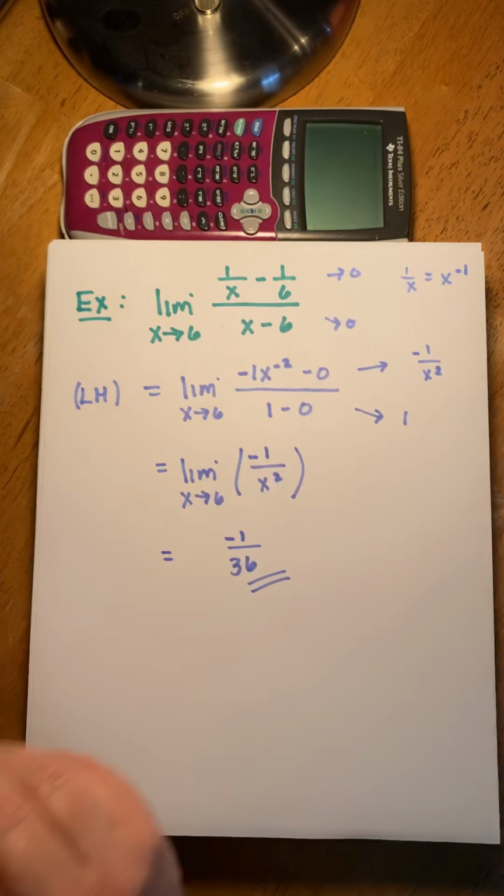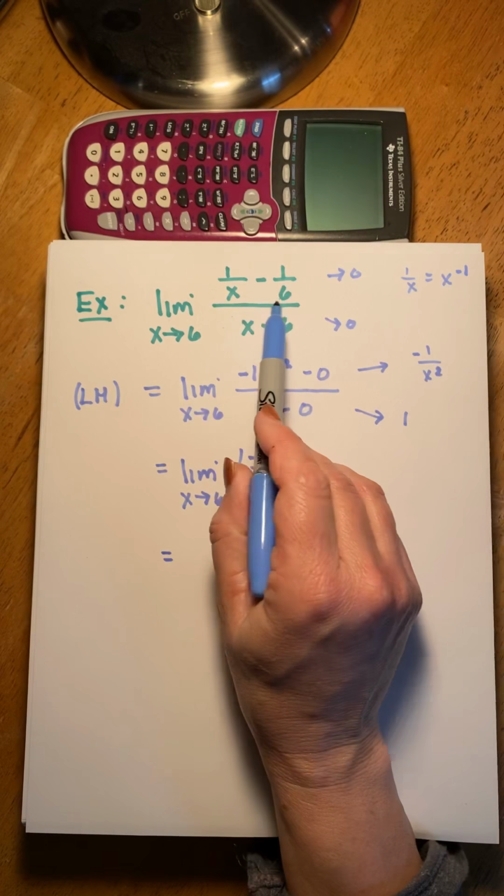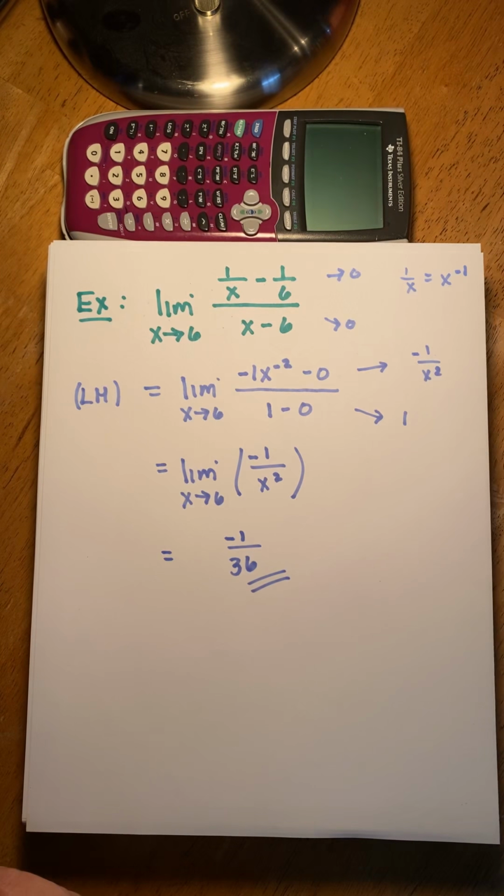We did this last time back in chapter 2 when we did limits, and we multiplied the top and the bottom by the common denominator. So we would have multiplied the top and the bottom by 6x, and we would have done algebra, and this is the result we would have gotten that way too. So either way is fine, but L'Hopital's rule provides us with a really great tool to avoid a lot of that confusion.